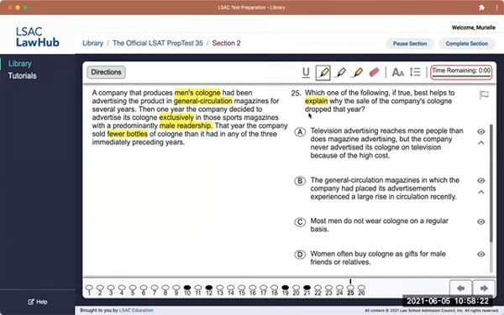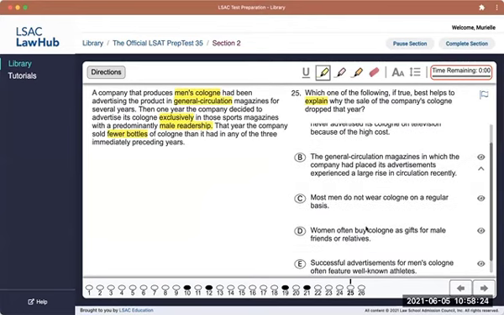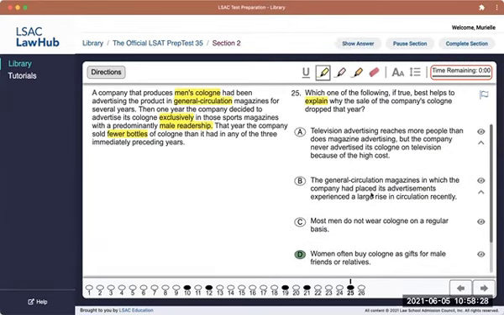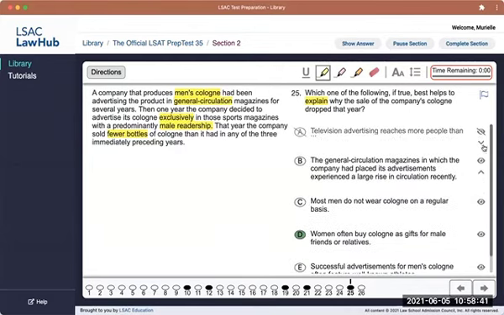But in any case, we can go through these. I would think it's probably D based on the way that I prephrased that. Let's see if there's anything better. A, TV advertising is better than magazine advertising. Here we're comparing two different kinds of magazines. So bringing TV into it isn't going to help explain.